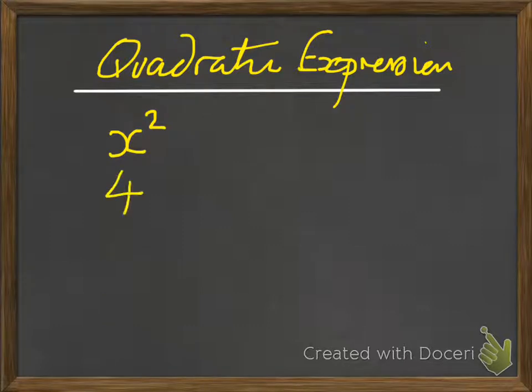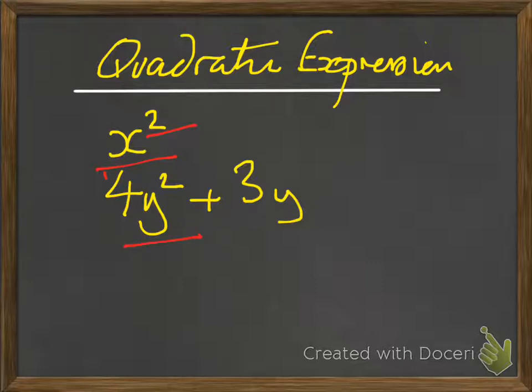And how about 4y squared plus 3y? Well, we've got a term in here, the y term, and it's to the power of 2, so that's a quadratic expression. It's anything like that, basically. Anything that has a term which is the power of 2.